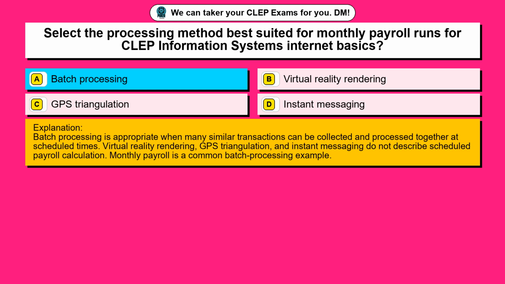Batch processing is appropriate when many similar transactions can be collected and processed together at scheduled times. Virtual reality rendering, GPS triangulation, and instant messaging do not describe scheduled payroll calculation. Monthly payroll is a common batch processing example.